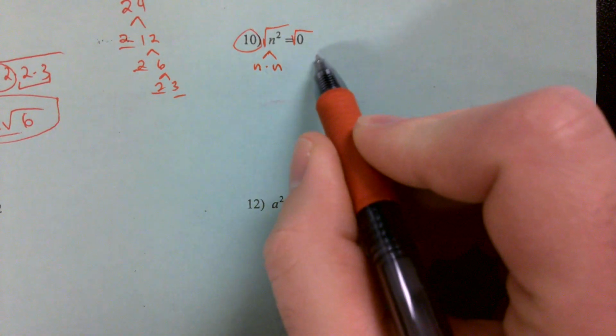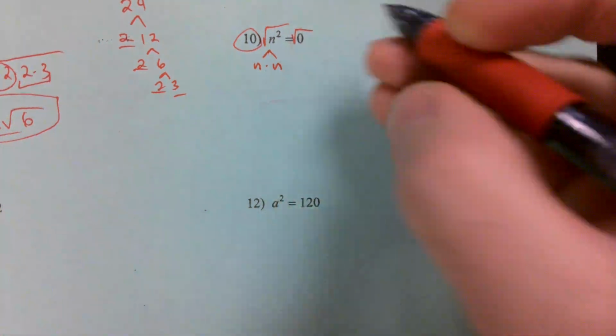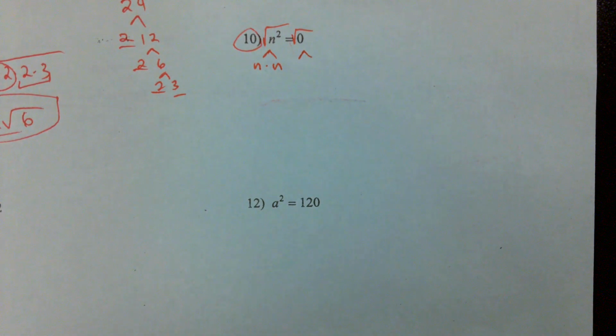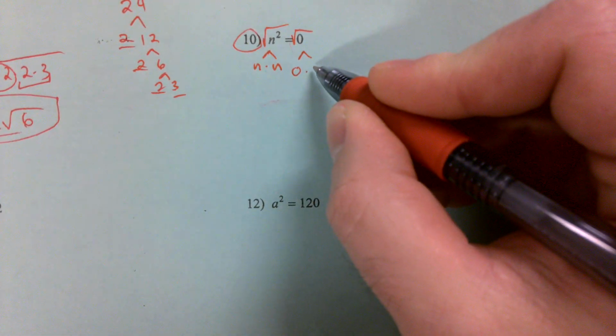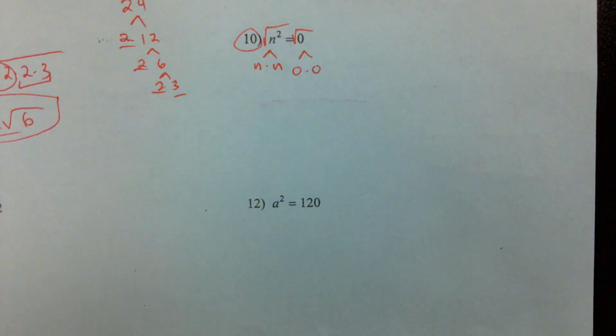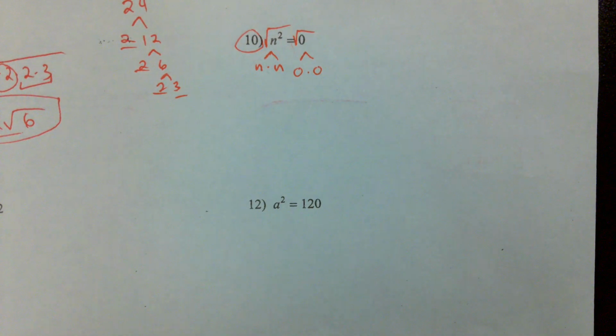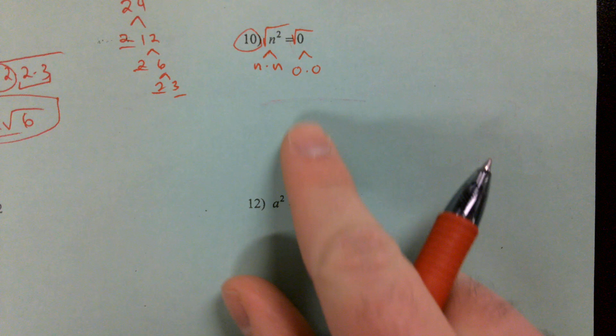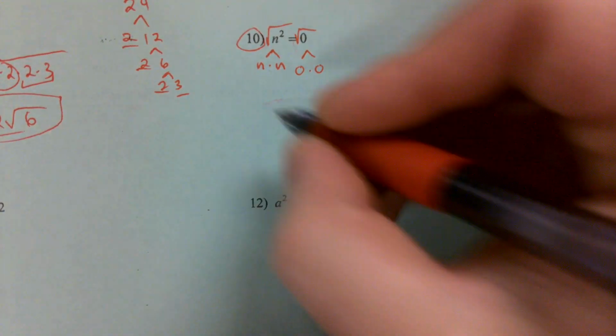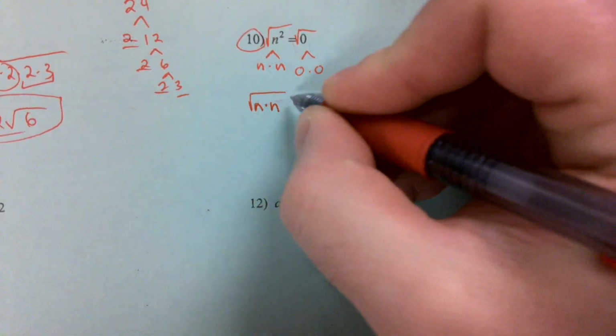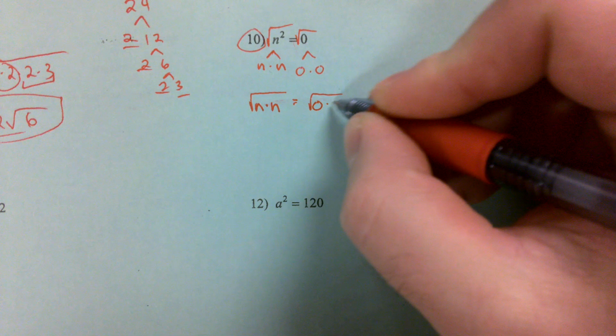How can we break up 0? What two numbers would multiply to give me 0? 0 times 0. Technically 0 times anything, right? But we're looking for a matching pair. So I get a 0 times 0. So now this looks like n times n equals the square root of 0 times 0.